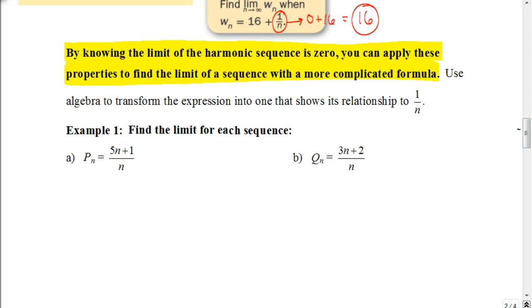For example, take a minute now and write down these two sequences, 5n plus 1 over n and 3n plus 2 over n. So take a minute and write those down in your notes, so that way you'll be ready to follow along here in a second.